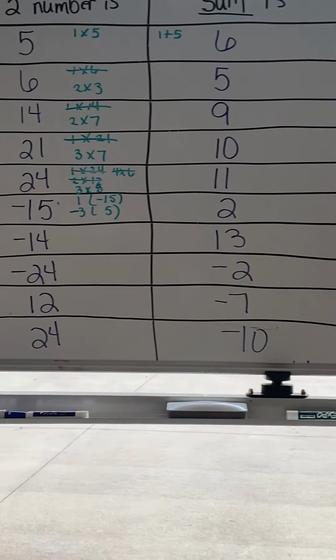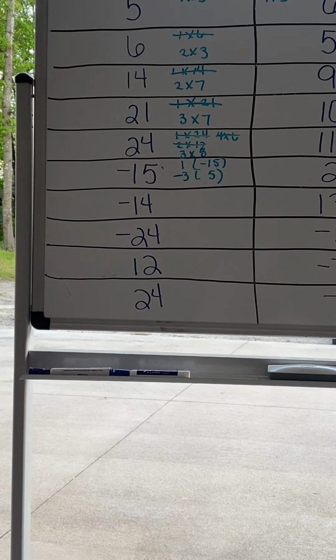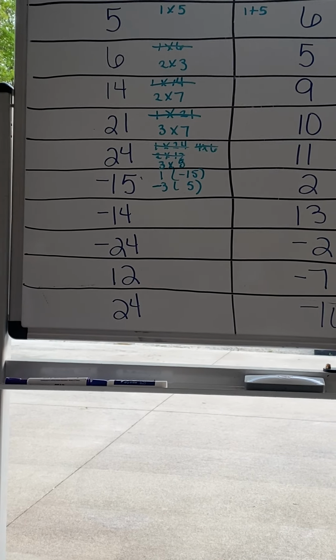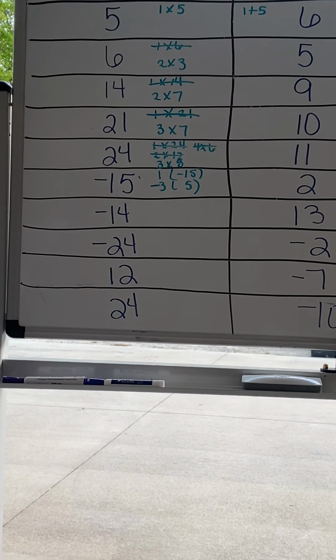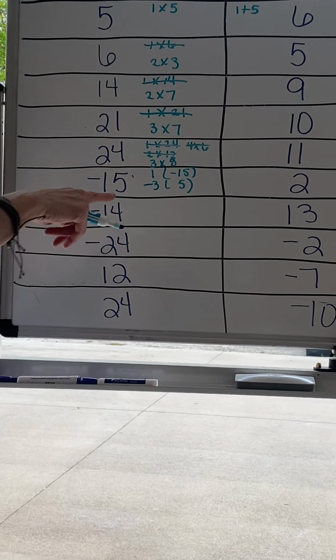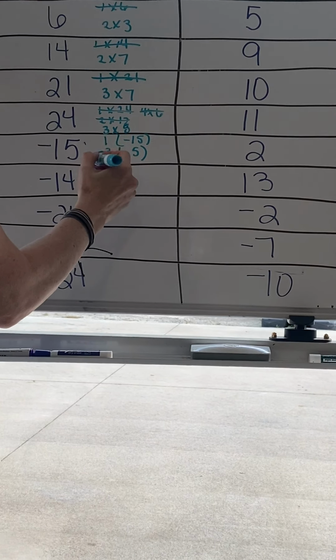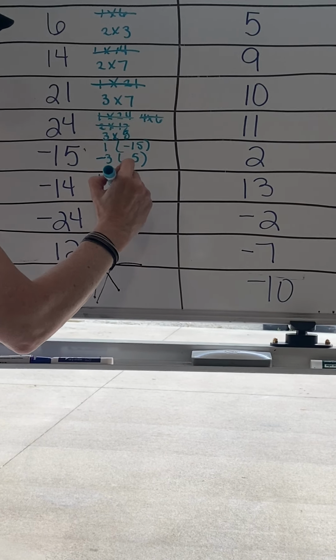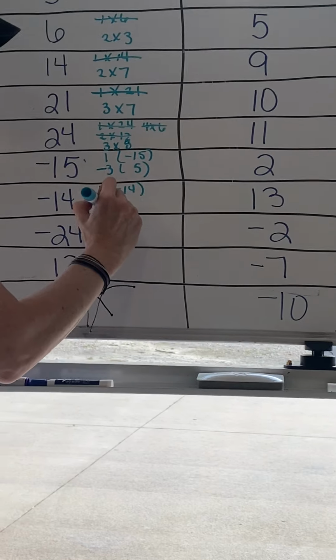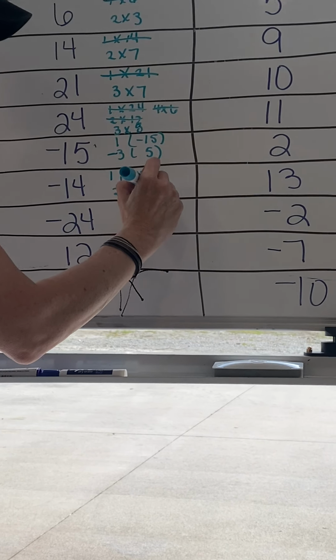So you have to really think about, it's got to give you a negative when you multiply it, but it has to give you a positive when you add it, okay? So for negative 14, I've got negative 14 and I have positive 13. So here's some things I'm going to think about. 1 times negative 14 and 2 times negative 7.